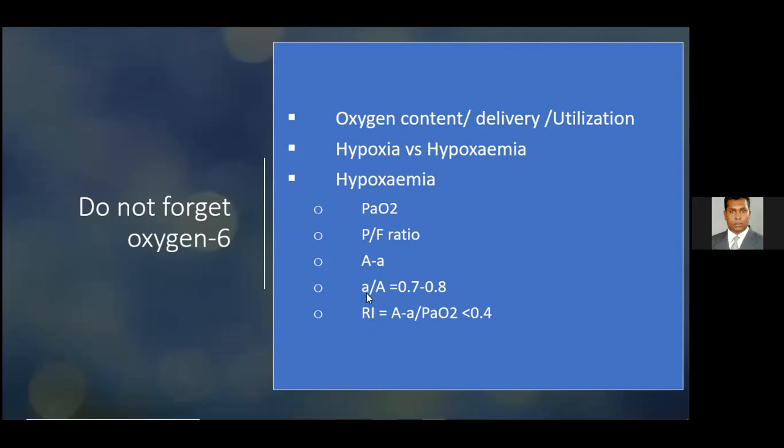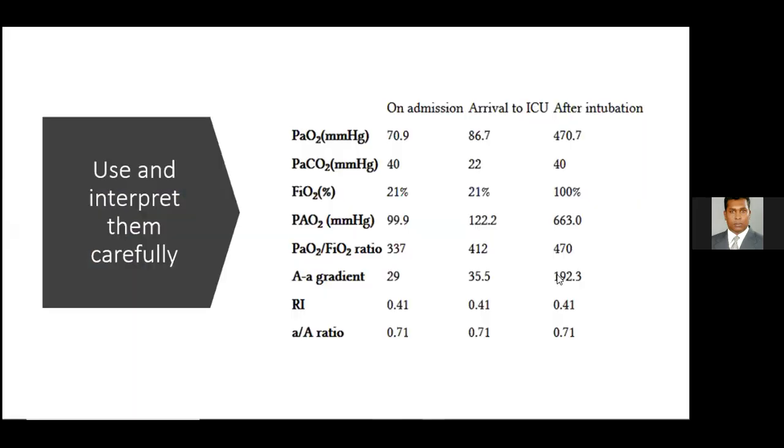The AA gap is arterial oxygen tension divided by the alveolar oxygen tension. Respiratory index is the AA gap divided by PaO2. The difference between these two and the AA difference is that these two are less affected by FiO2 and the barometric pressure. So they change less, but in clinical practice, none of these three are important. Right.